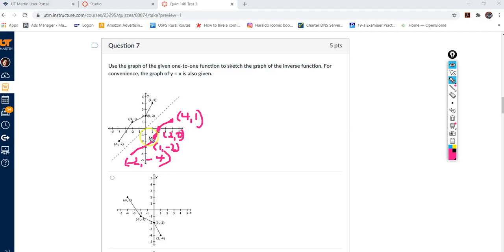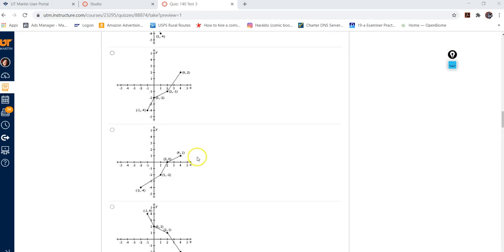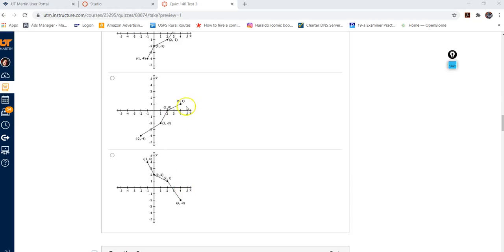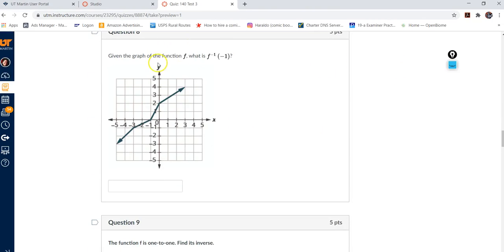So what I've drawn there in red is what f inverse is, and I have the points labeled. And so I need that to start with 4, 1. Now to scroll down, I'm going to have to get rid of that. 4, 2, nope, that won't do it. 4, 1, yes, that's the only one that it possibly could be. And all those points check. All right, given the graph of the function f, what is f inverse of -1?